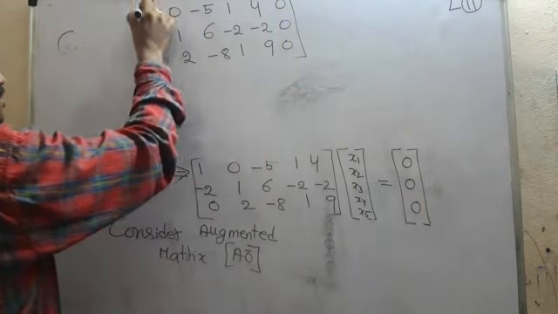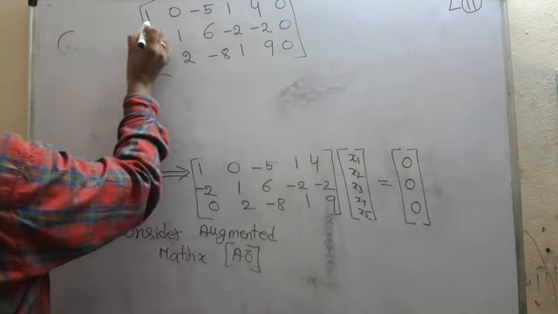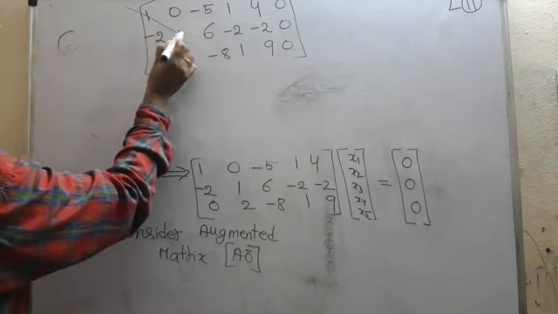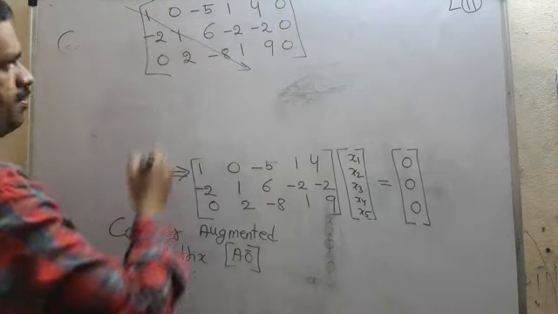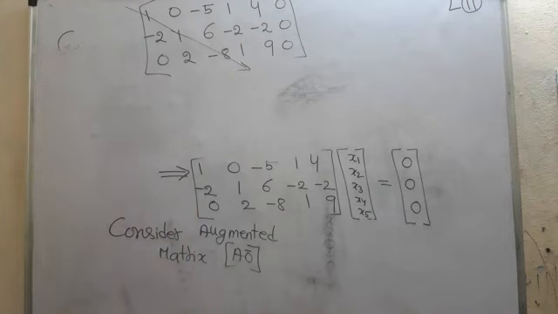Now we have to solve this by echelon form. First row first element, second row second element, third row third element. We draw the diagonal line, and below this line the elements we have to make 0.